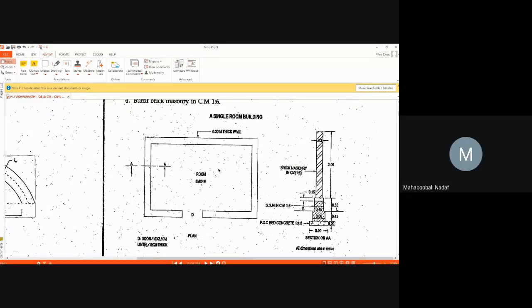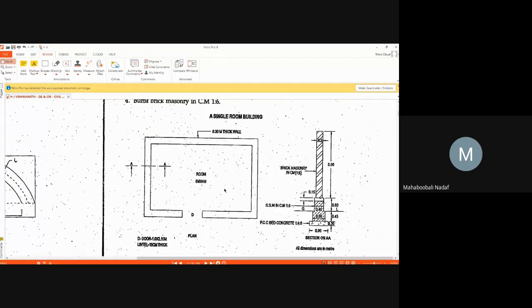I request everyone to say yes or no. No problem. Okay? See here, 6 by 4. Whether it is center to center, out to out, or in to in. Can anyone tell me? It is called in to in distance.